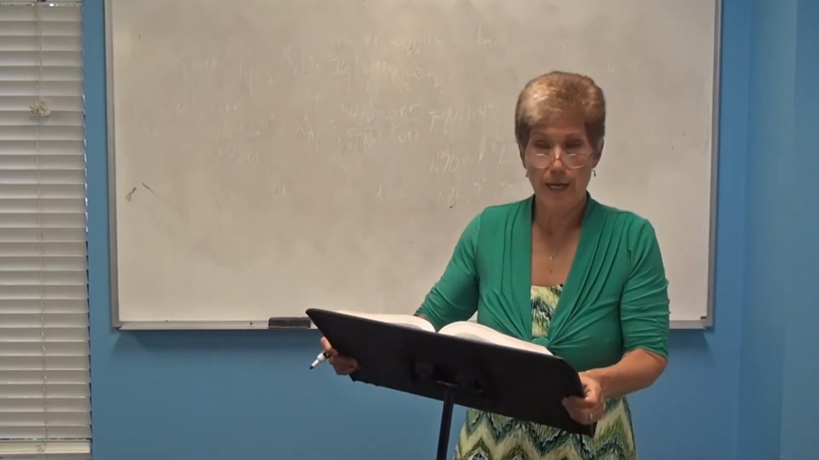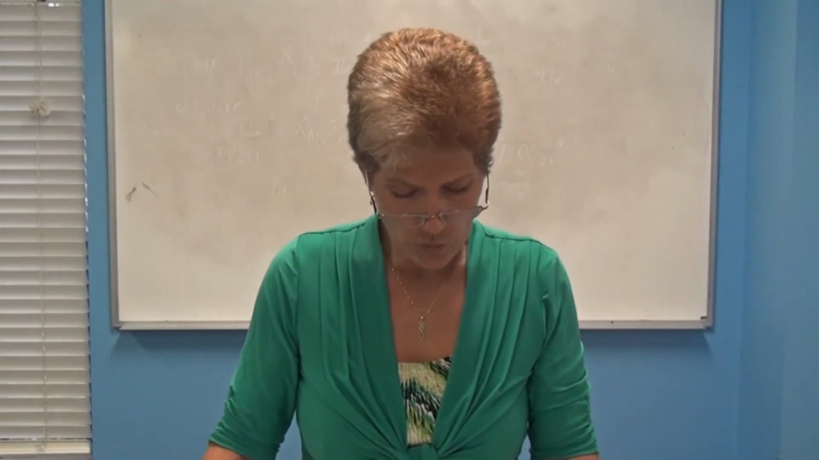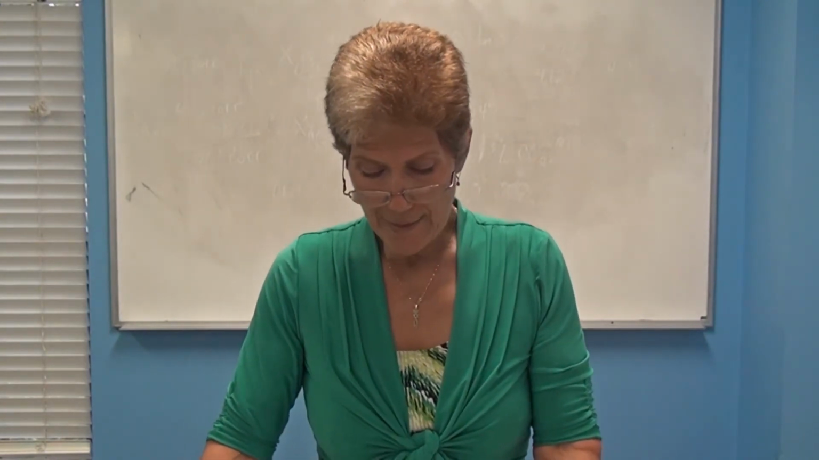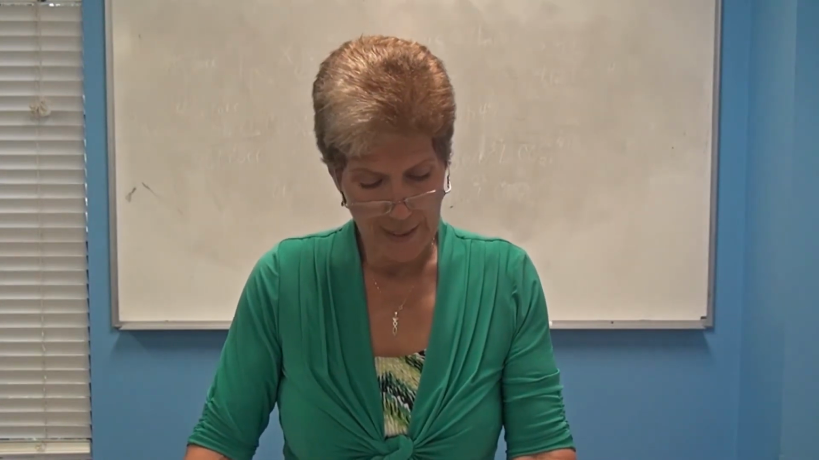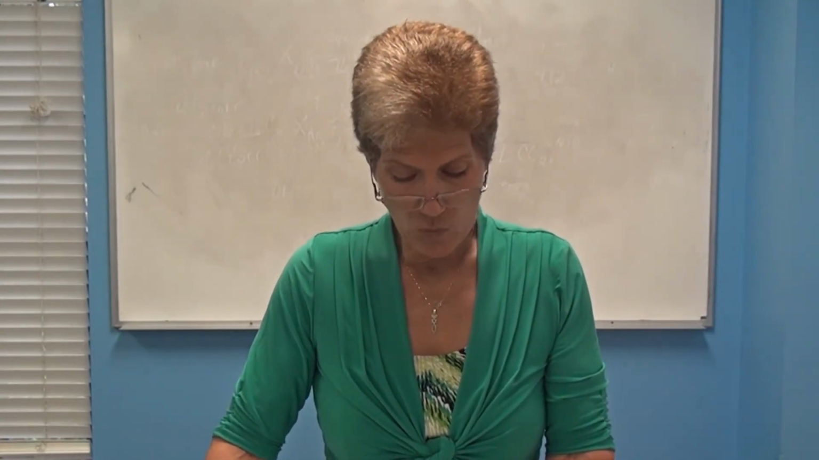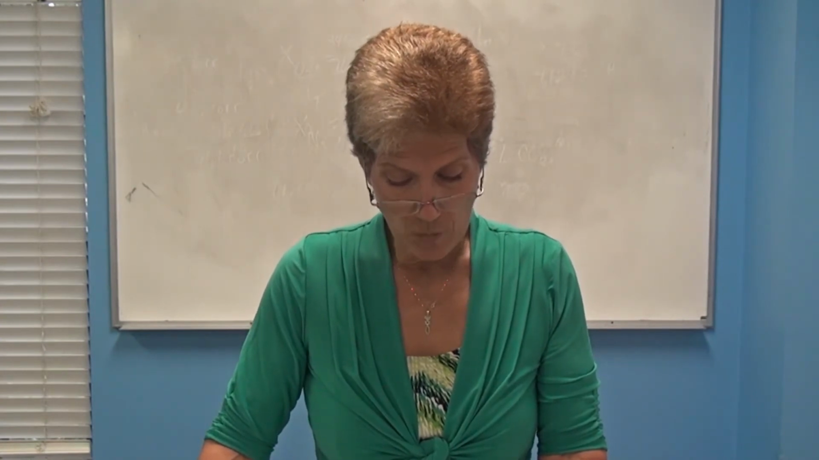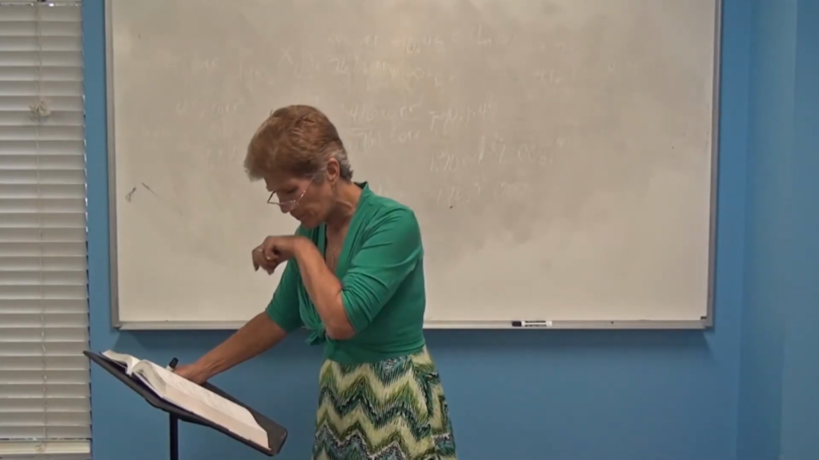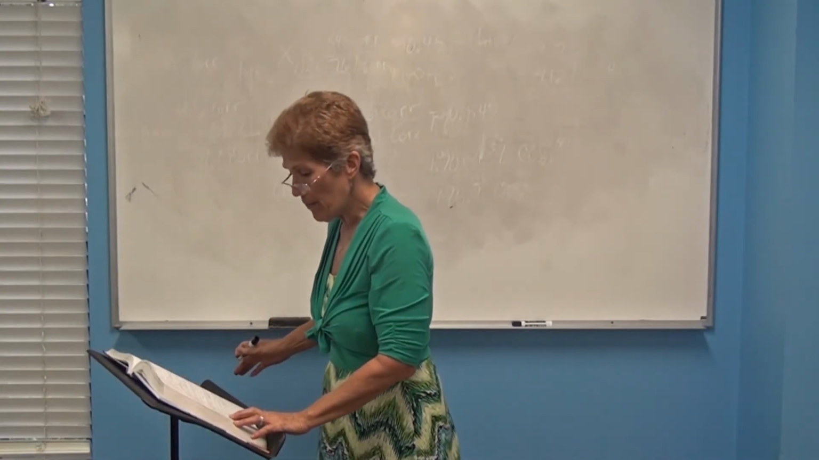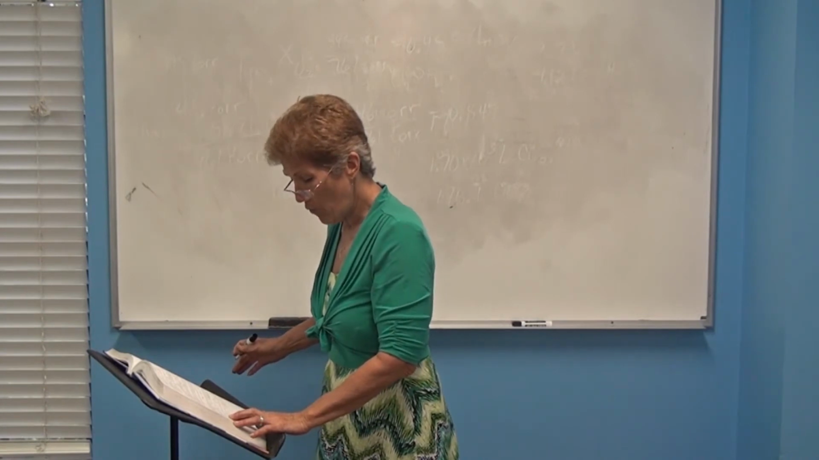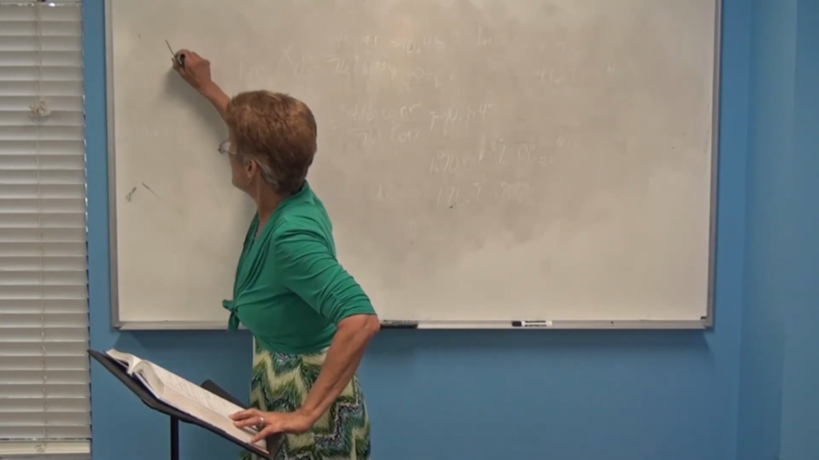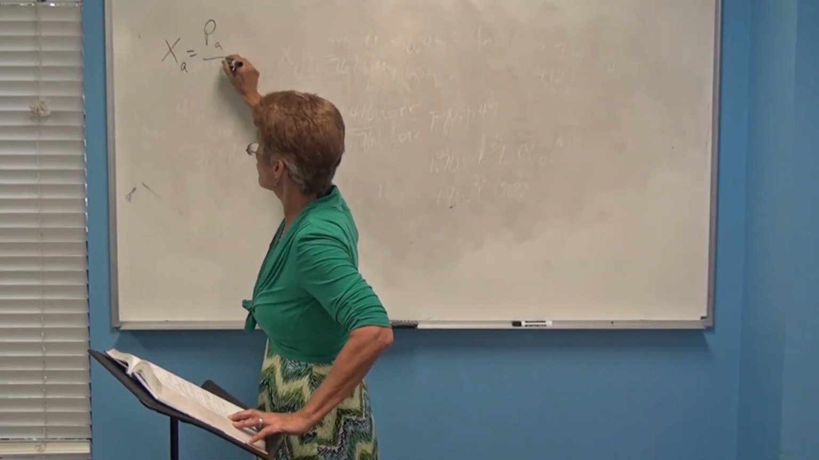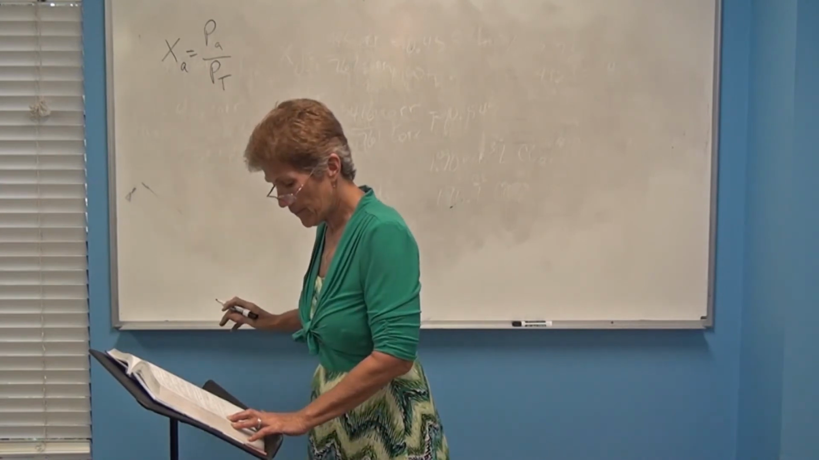Number 21. A container holds 0.34 moles of chlorine gas, 0.22 moles of xenon gas, and 0.56 moles of krypton gas. If the total pressure of the gases is 1.1 atmospheres, what is the partial pressure of each gas? All right, remember that the mole fraction of any particular gas, we just saw that, equals the partial pressure of that gas over the total pressure, right?